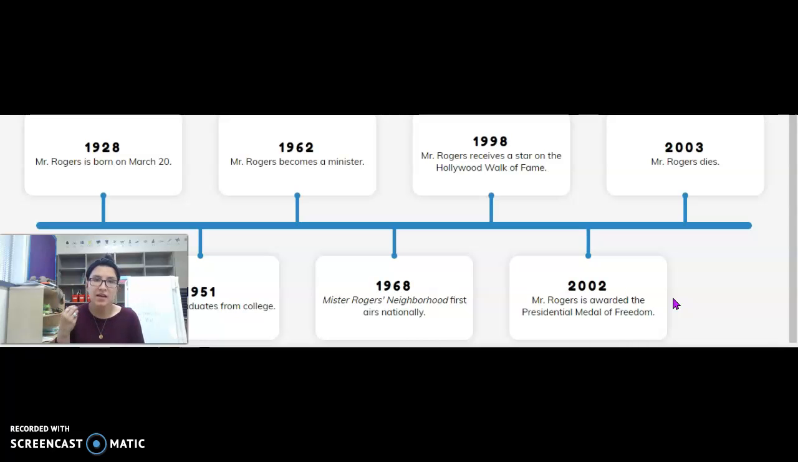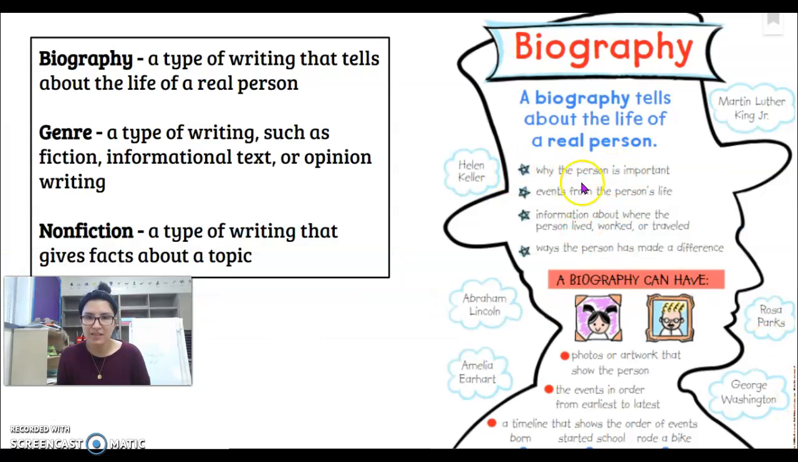So what I'd like to do is go back to that poster and go through that little checklist of different things that a biography can have and see if this one had all those characteristics. All right, so I'm going to go over this, and I want you to give me a thumbs up for yes, we noticed this, or thumbs down for nope, that wasn't in the little biography over Mr. Rogers. So remember, a biography tells about the life of a real person. Was Mr. Rogers a real person? Yes. Did it tell us why he was an important person? Yes. His TV show and how it helped adults and children.